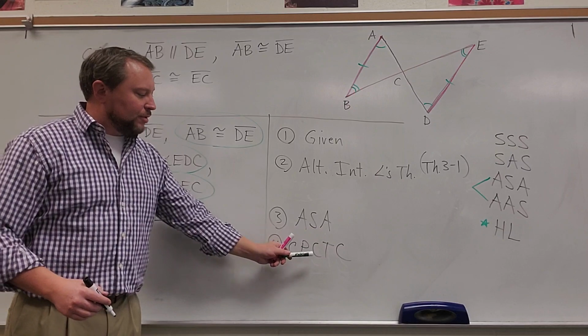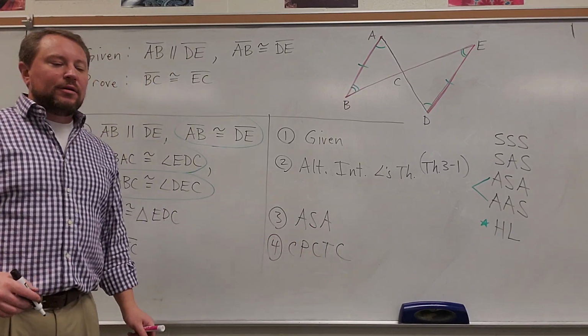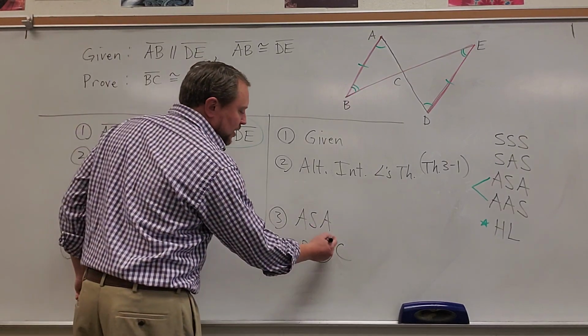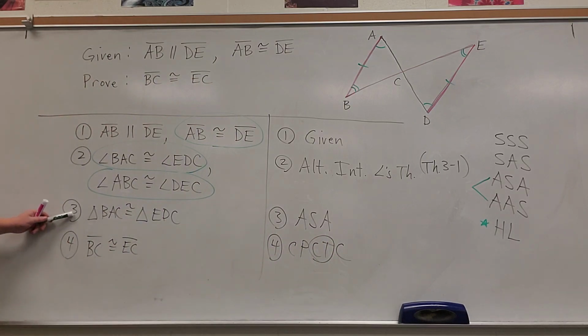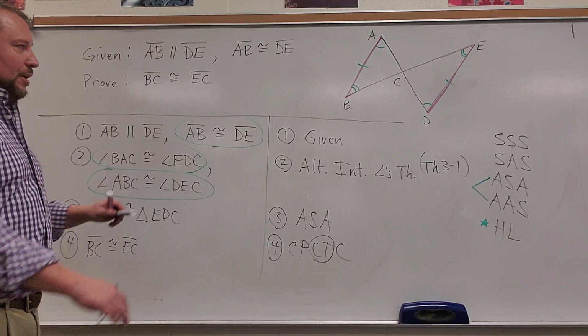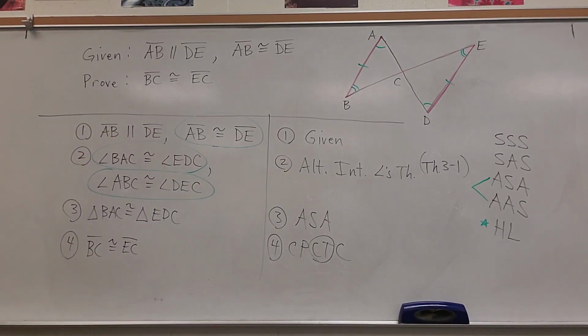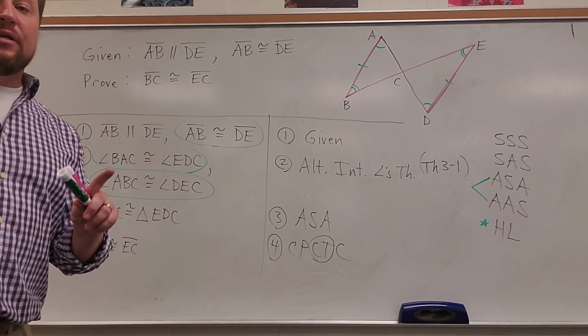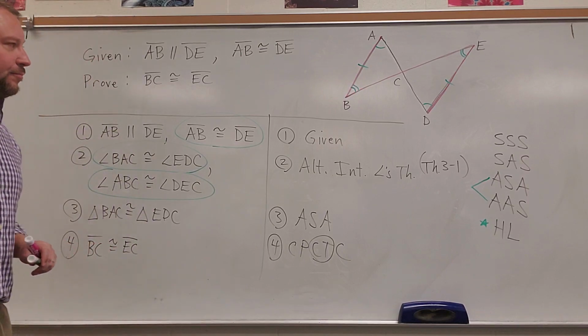Corresponding parts of congruent triangles are congruent. But you can't use it until you show you have the congruent triangles like we did in the previous step. So there you have it. There's the proof of that one, which, by the way, does have an optional way you could do it.